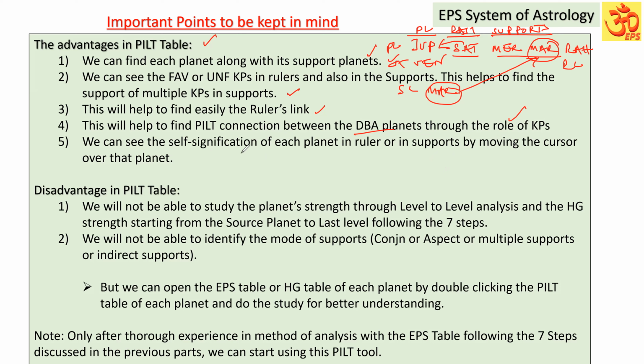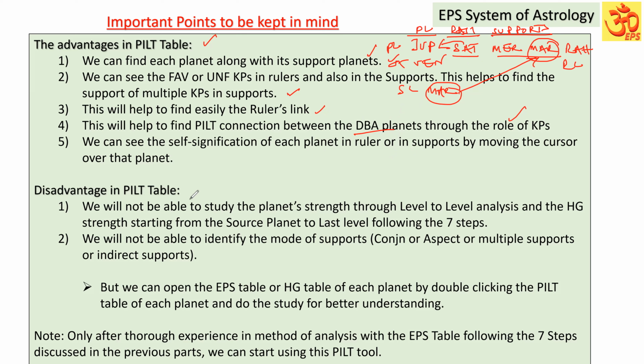We can see the self-signification of each planet in rulers or in supports by moving the cursor over the planet. As I was saying, only each planet name will be seen, not the houses, but there is a facility in the software. If you keep the mouse over each planet, that planet's self-signification will be shown in a small pop-up, so that we can identify each planet's self-signification strength also. That is the advantage of the PILT table. It means in the PILT table, we can find favorable and unfavorable key planets, we can find the ruler's link, and we can find the PILT connection easily. So those are the advantages of the PILT table.